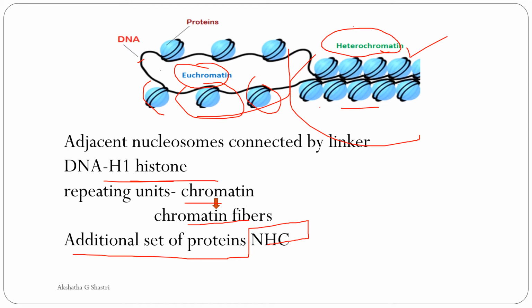Okay, and this kind of differential condensation of the chromatin that appears lighter and darker is called heteropyknosis. Okay, and here I would like to tell you one thing, that this euchromatin is active when compared to heterochromatin. That means this euchromatin is transcriptionally active. That means it produces the mRNA very fast when compared to the heterochromatin.